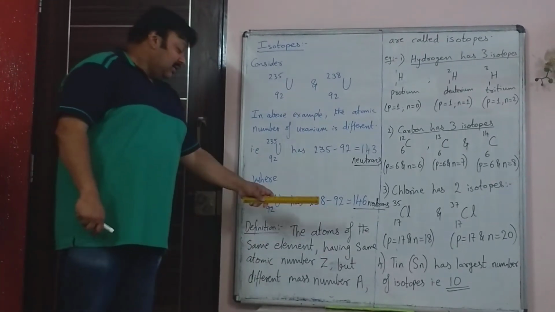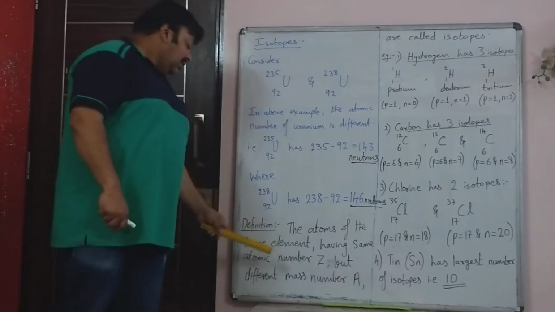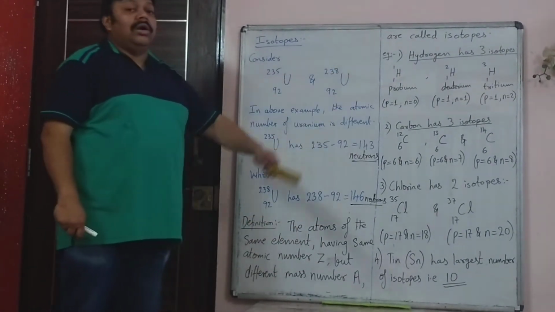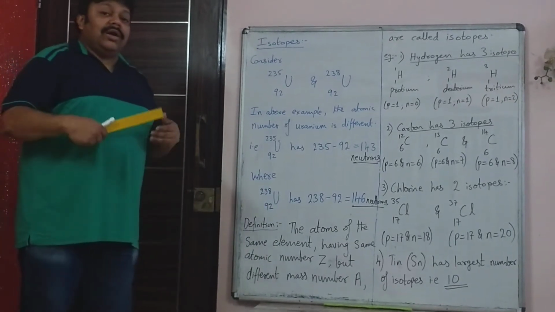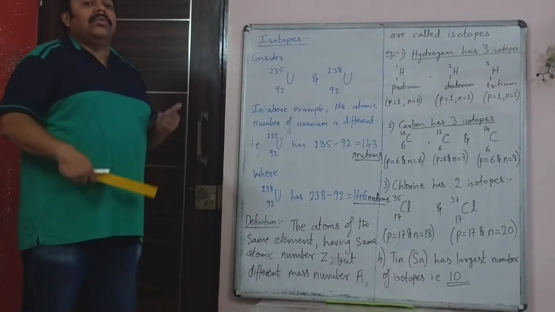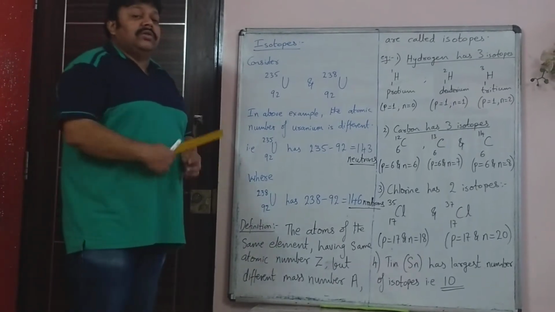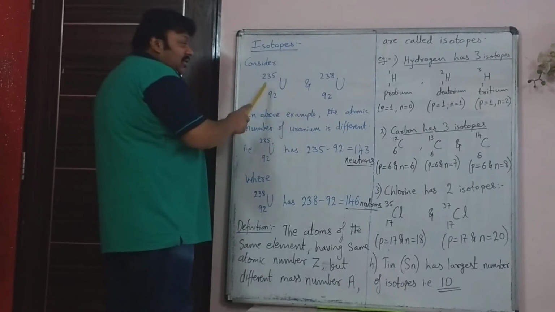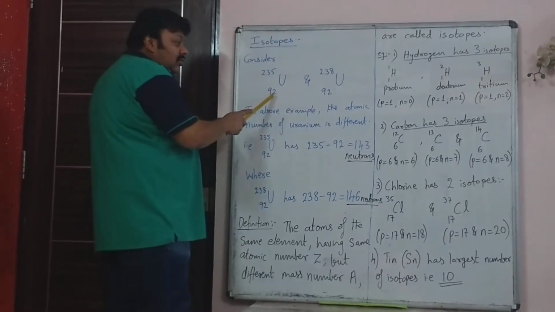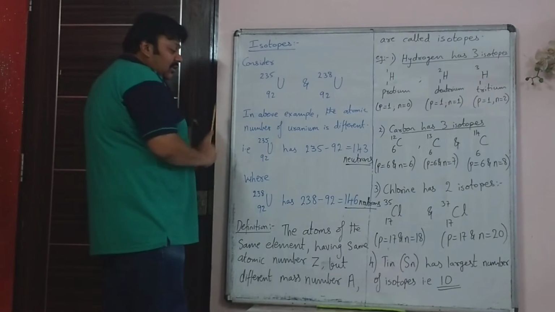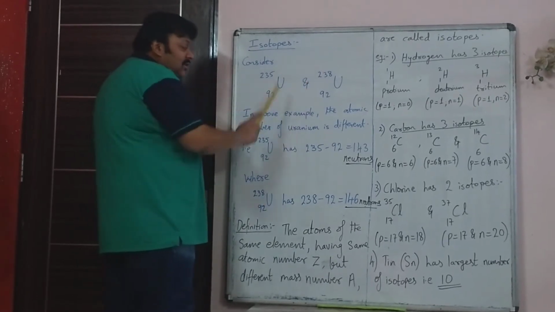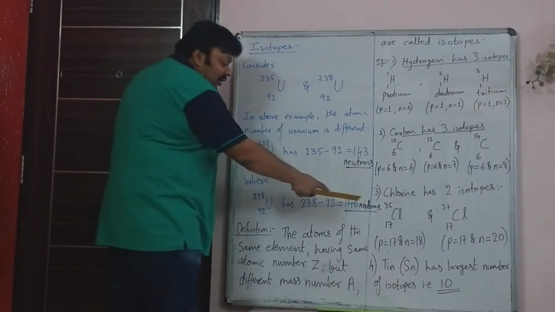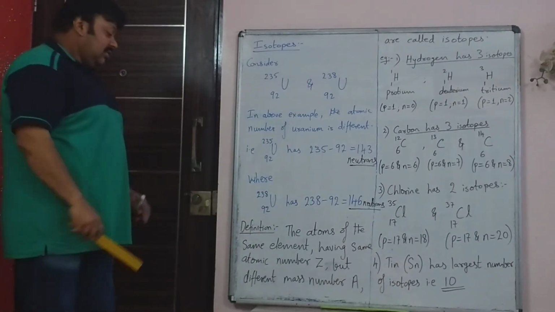So definition: the atoms of the same element having the same atomic number Z but different mass number A are called isotopes. So basically, why is the mass number different? Because the number of neutrons in the nucleus is different. The number of protons remains the same. What changes in this case? 235 minus 92, that is 143 neutrons are there in this case, whereas 238 minus 92, that is 146 neutrons are there in the second case.